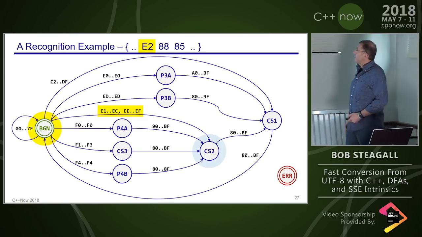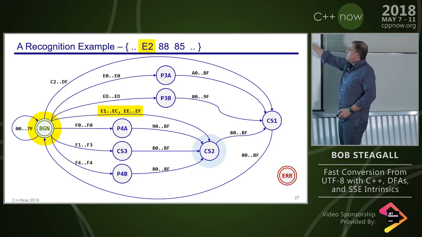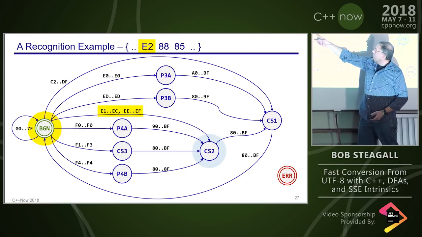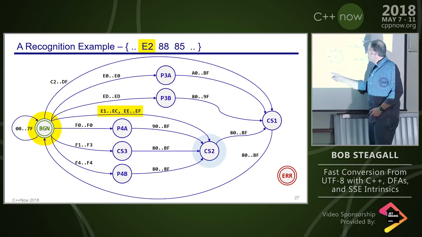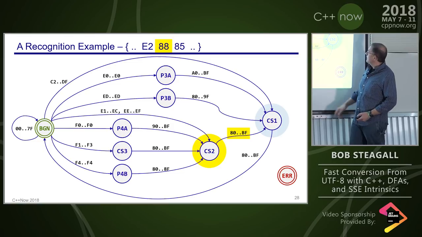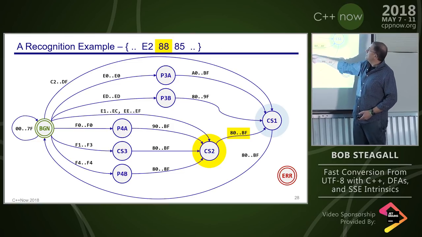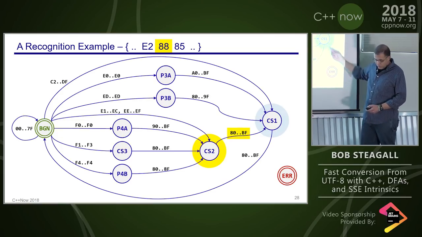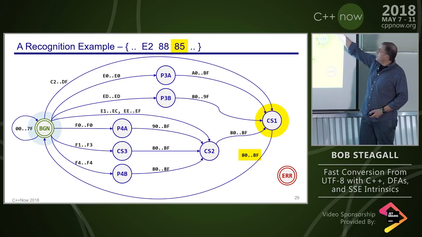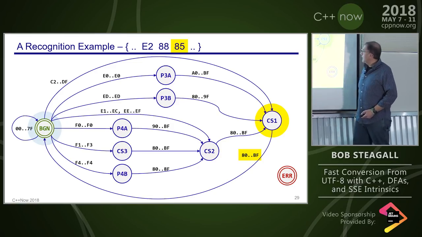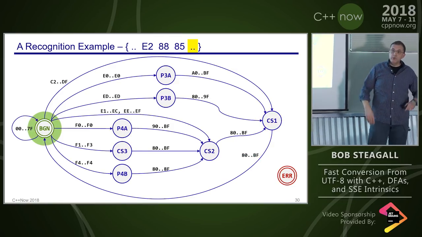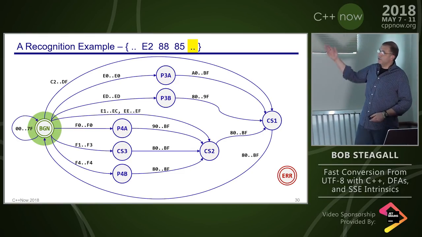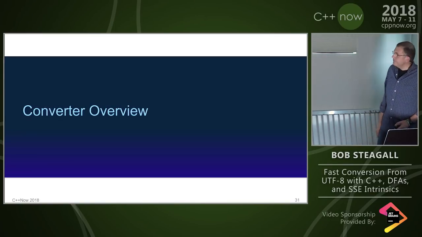So how could we use this to do a recognition? Let's say we have a 3-byte sequence, E2, 88, and 85. Our lookahead is pointing at E2, so we're in the begin state. E2 is in the range on this edge, which means we're going to move into continuation state 2. We consume the character, and we move into continuation state 2. Our next byte in the lookahead is 88, which fits in our range for an outgoing transition. So we're going to transition to continuation state 1. We have 85, which is in the range for the outgoing transition. And we go back to the begin state, which is also the end state, the accepting state in this DFA. Done. We've just recognized a 3-byte sequence. Any questions so far?